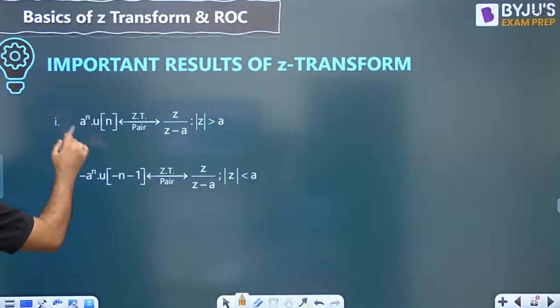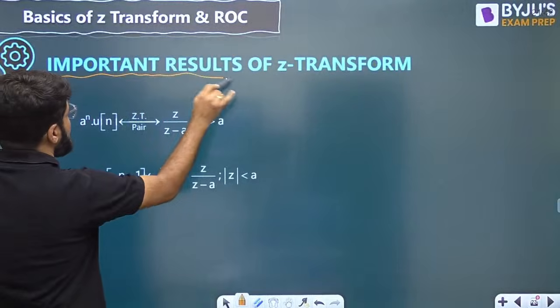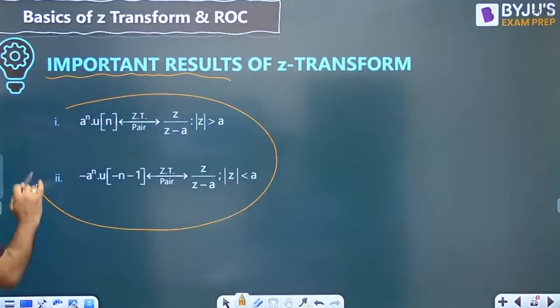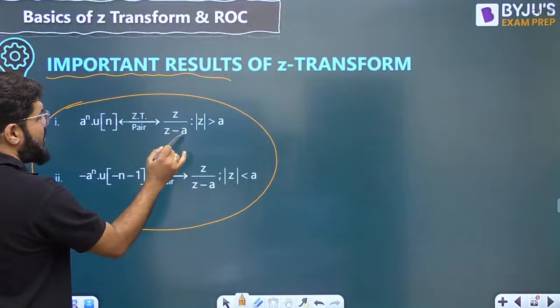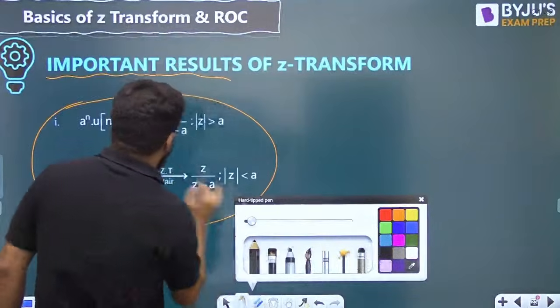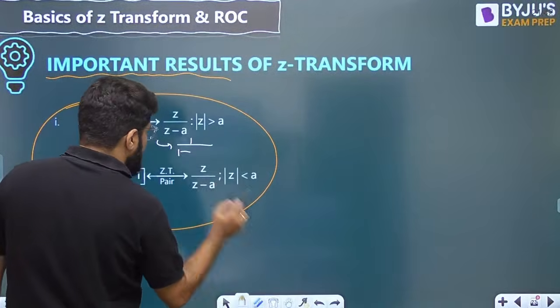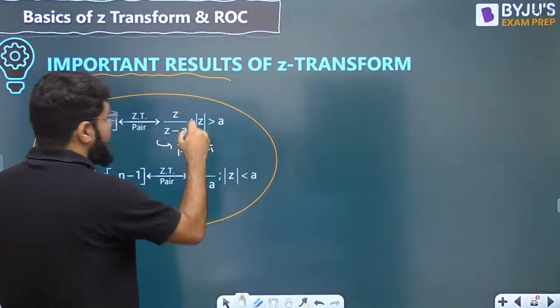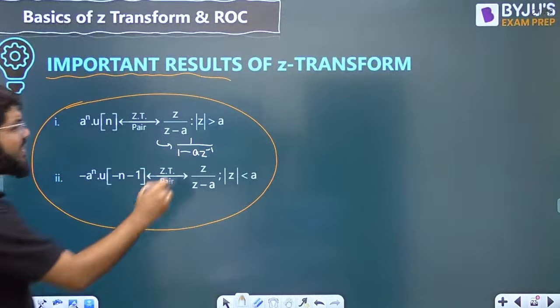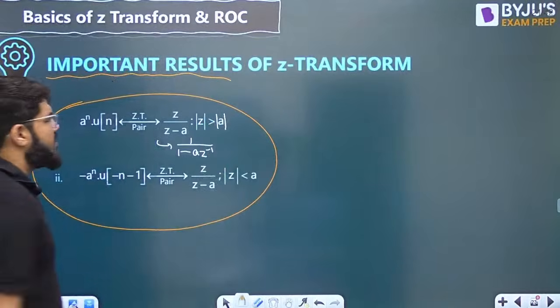So guys, these are the two very important results. These are the two important results we have already discussed. a power n u n, Z transform is z upon z minus a, or it is also equal to 1 upon 1 minus a z inverse, for mod z greater than mod a. Oh sorry, a small typo error is here.